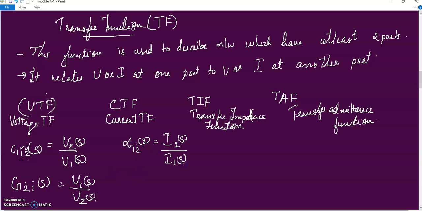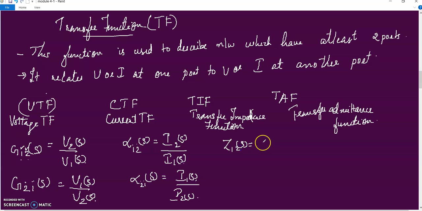Input, output. Next, alpha 2,1 of S is equal to, this is the input and this is the output. Transfer function is output by input, I1 of S by I2 of S. Next we have transfer impedance function. Transfer impedance function is Z12 of S.